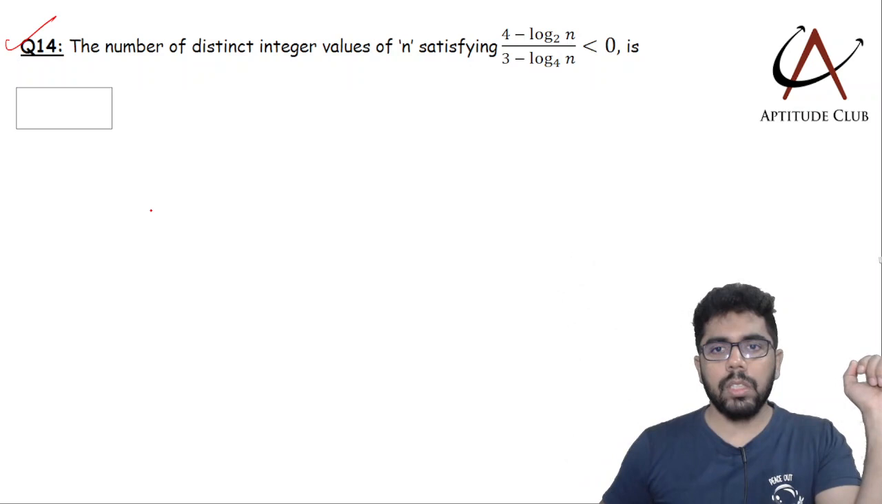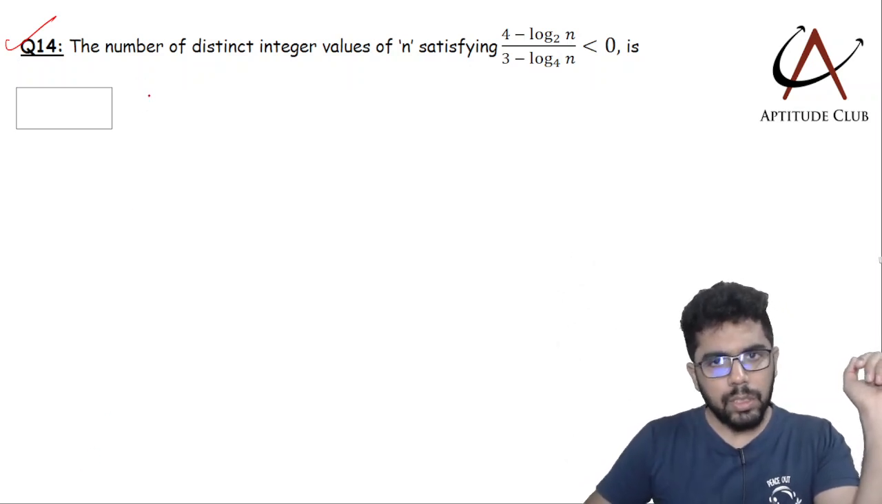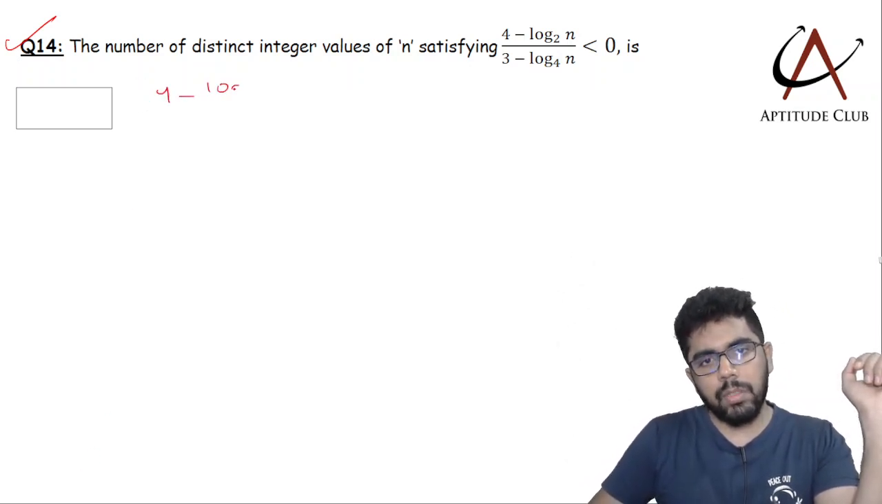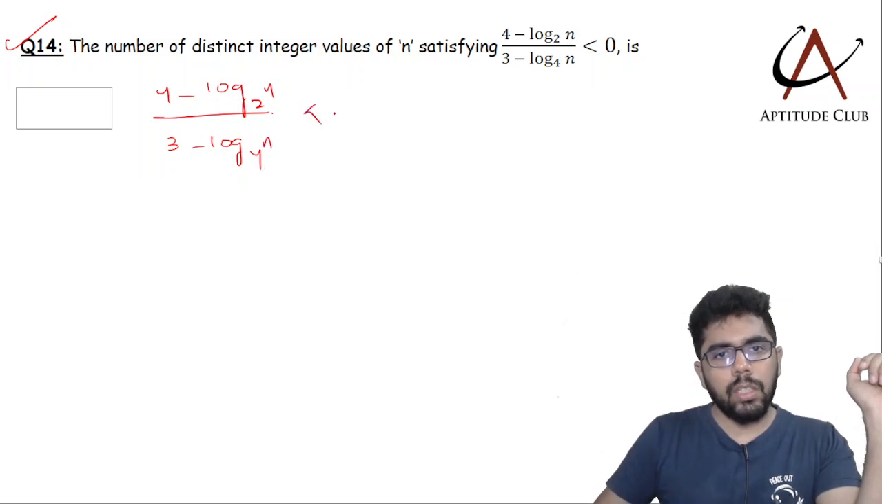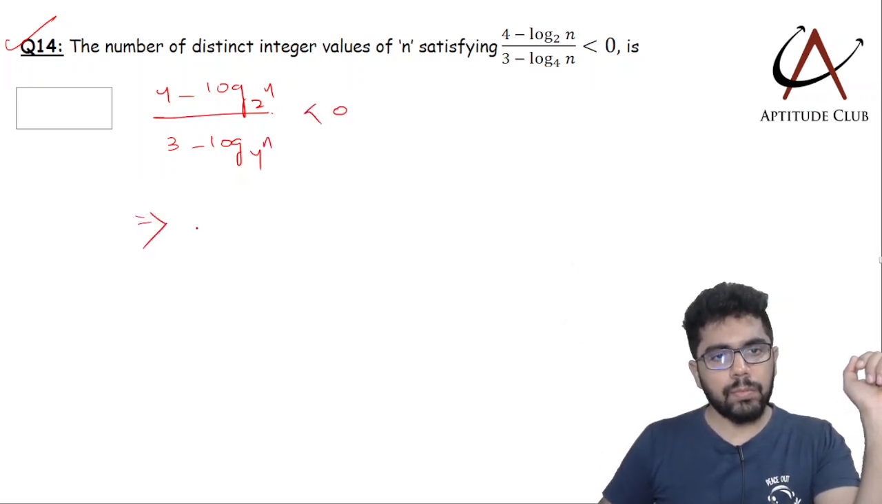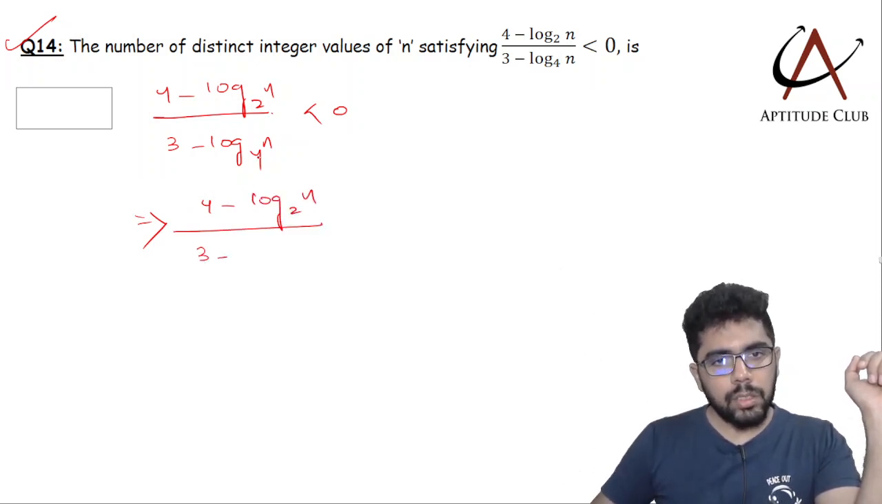Okay, logarithmic inequality, very standard question, easy question. Let's go step by step. (4 minus log to the base 2 of n) divided by (3 minus log to the base 4 of n) is less than 0. So I can write it as 4 minus log to the base 2 of n, and 4 I can write as 2 square.